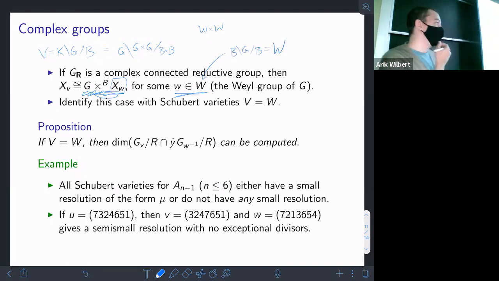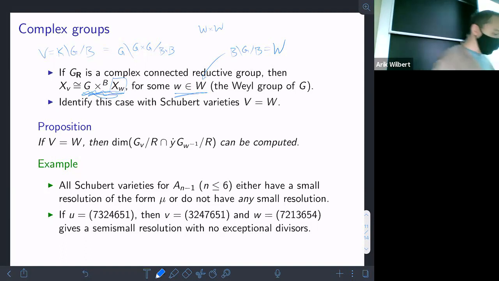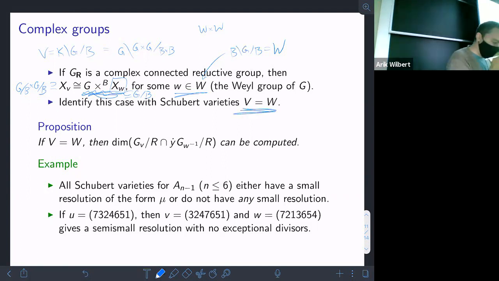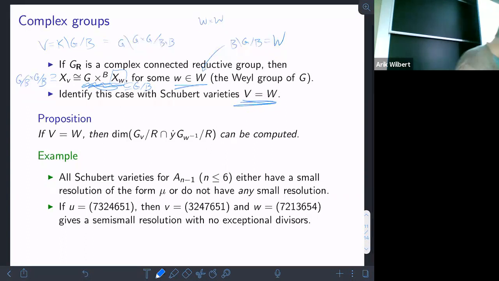So, yeah, no, I just make that one here. That XV is really a K orbit in G, it's a G orbit in G cross G. The XW is sort of a single. Yeah, and that's right. The next W is the symbol. That's right. Okay, so based on this isomorphism, I just think of V equals W as the generalization.